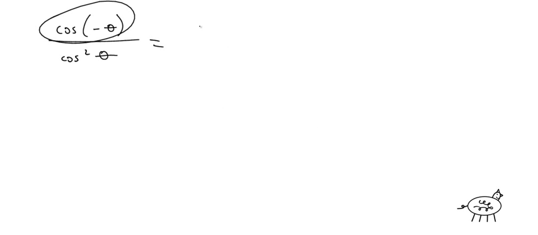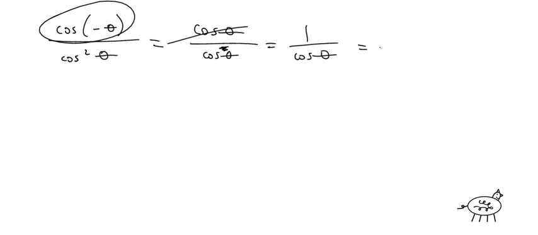Okay, 2 more here. These are pretty mellow. Cosine of negative theta over cosine squared of theta. Well, there you go, man. Cosine is even, so that's just equal to cosine of theta over cosine squared of theta. So the cosine cancels out, and I have 1 over cosine of theta. Of course, no fractions, so we're just going to do secant of theta.